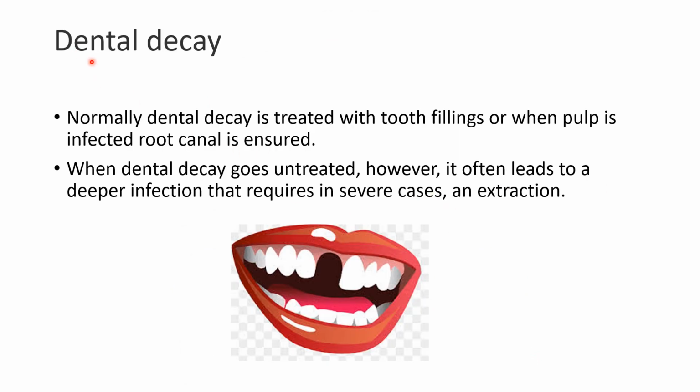Now, coming to the next, it is dental decay. Normally, dental decay can be treated with a tooth filling, or when the pulp is infected, a root canal can be done. However, if the dental decay doesn't get treated, it will require, in severe cases, a tooth to be removed.